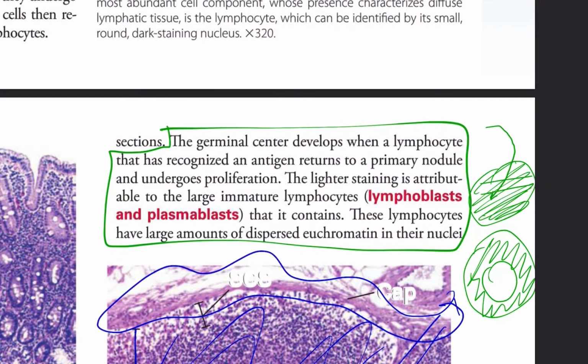So the germinal center develops when a lymphocyte that has recognized an antigen in the periphery returns to a primary nodule and undergoes proliferation. The lighter staining is attributable to the large immature lymphocytes, lymphoblasts, and plasmablasts that it contains. These lymphocytes have large amounts of dispersed euchromatin in their nuclei.